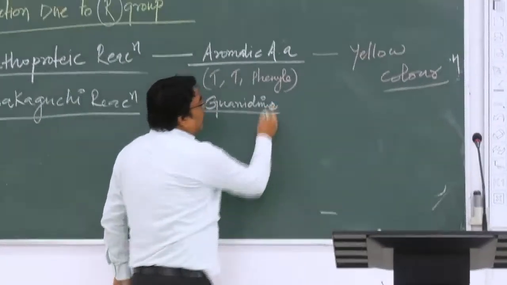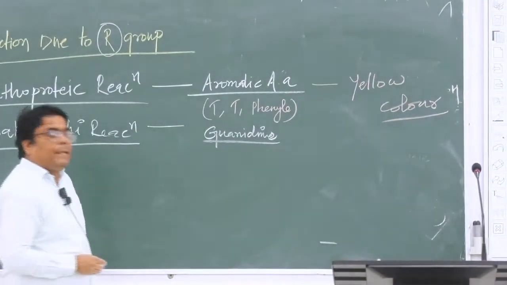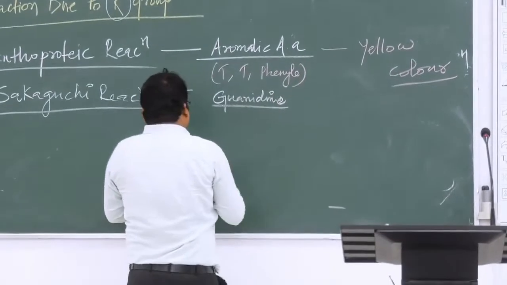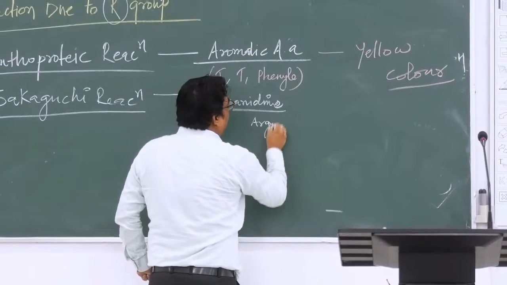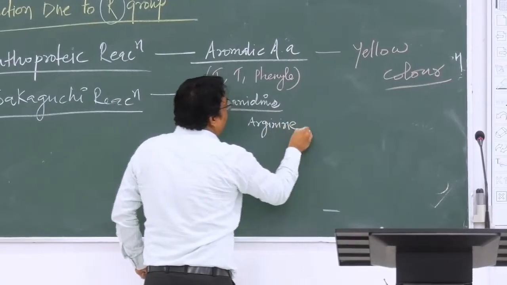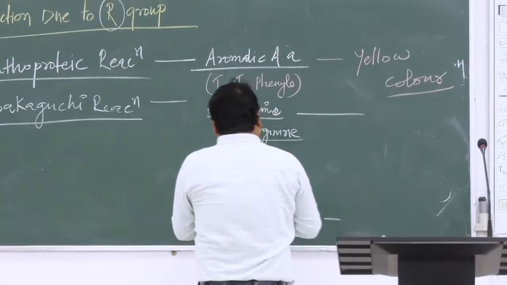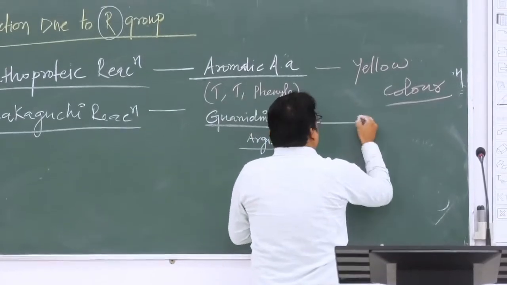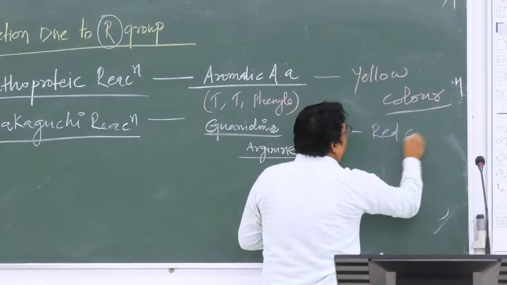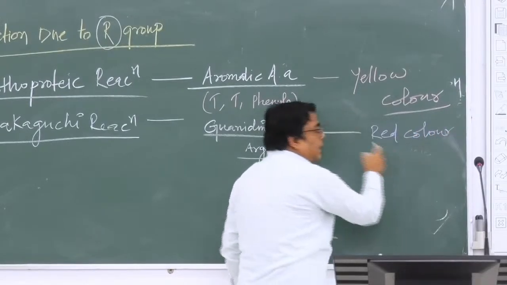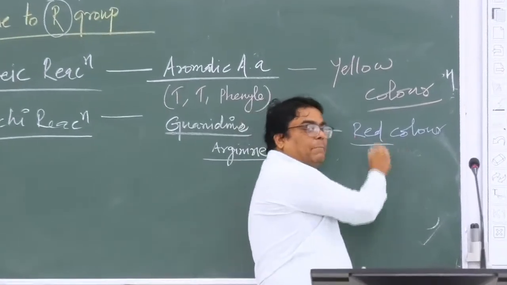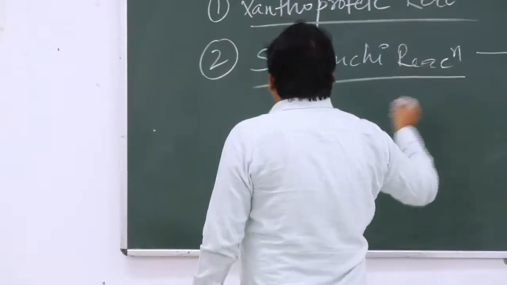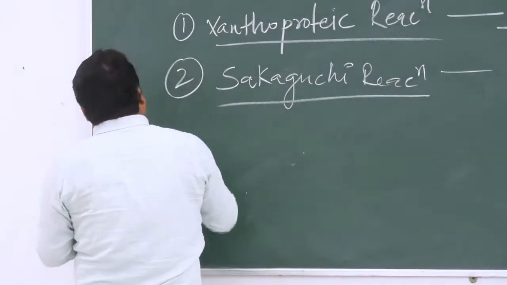Guanidine group. Which amino acid contains the guanidine group? It is arginine. And it gives red color. I will write it from the purple color, but that doesn't mean it gives purple color. When you perform this test, it gives red color. This is the Sakaguchi test.